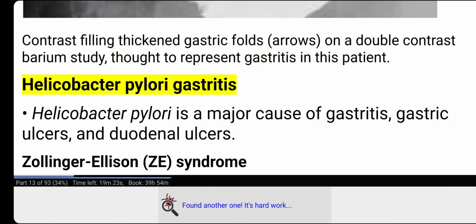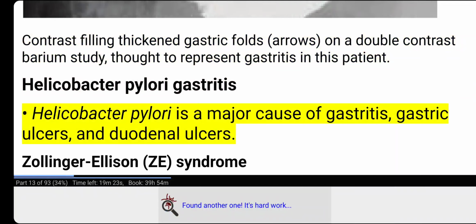Helicobacter pylori gastritis. Helicobacter pylori is a major cause of gastritis, gastric ulcers, and duodenal ulcers.